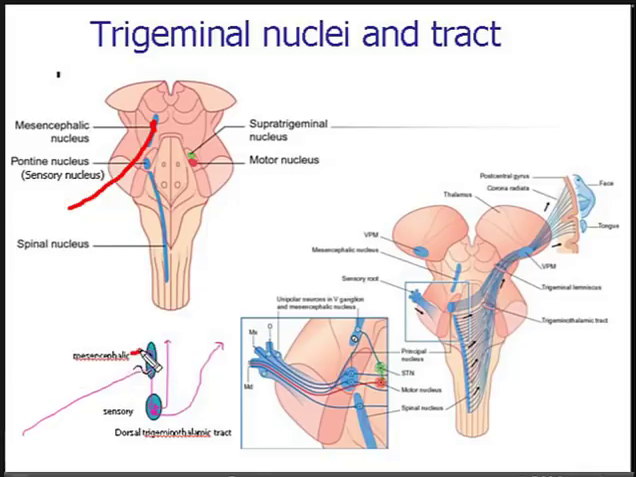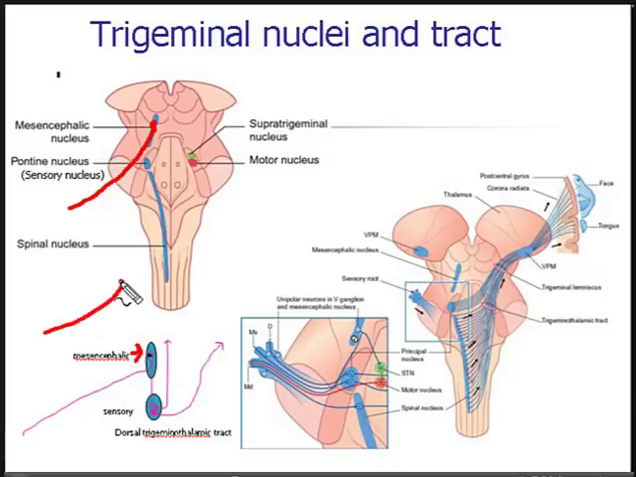So their cell bodies lie in the mesencephalic nucleus. And this is the only place in the brain that you need to know of where the first order neuron is actually lying within the brain, not outside the brain. So their first order neuron lies within the mesencephalic nucleus. So no relay occurs in the mesencephalic. It just has the cell bodies, and the fibers come down.